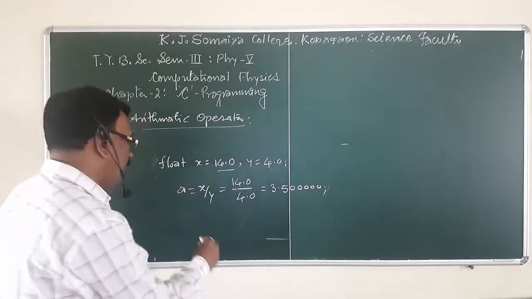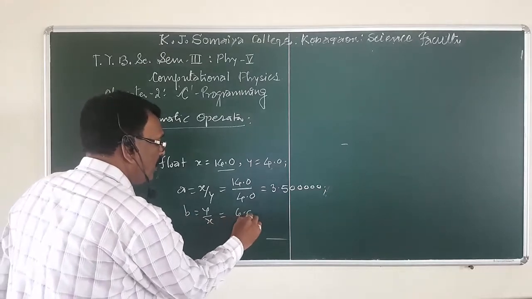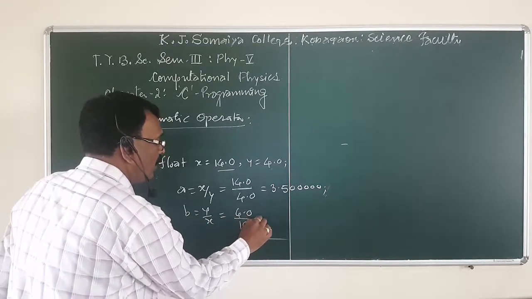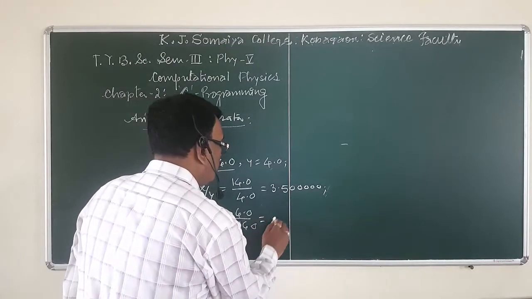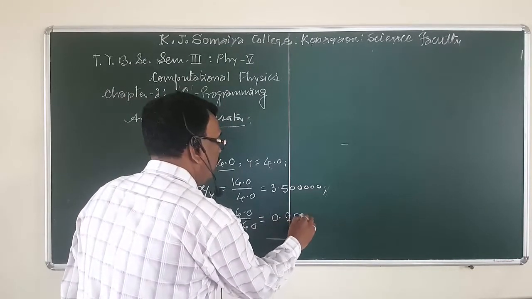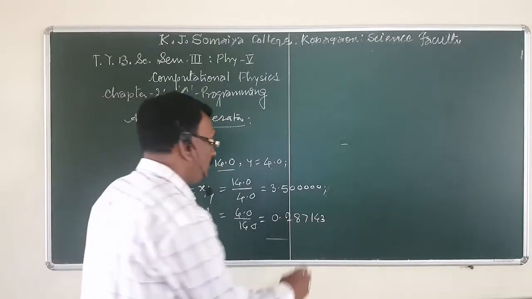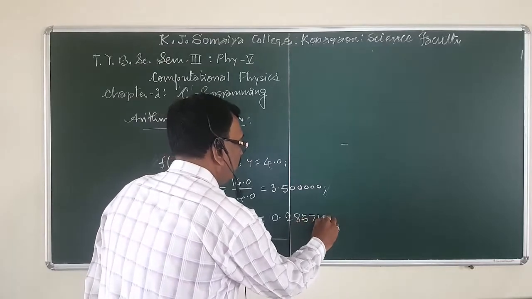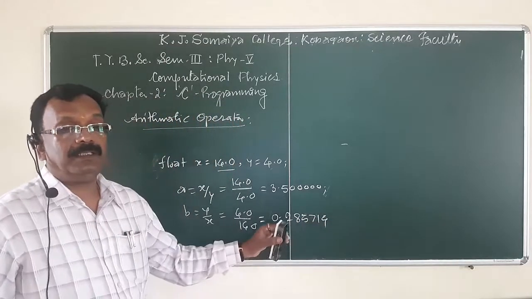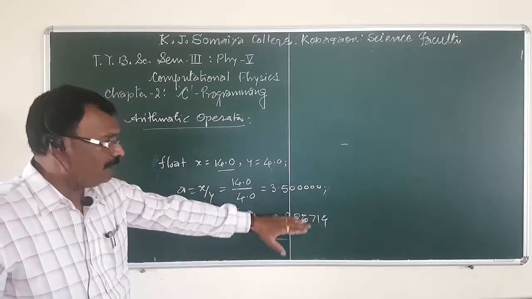Okay. Now another operation, b is equal to y upon x, and this is 4.0 upon 14.0. The result will be like this, 0.287143 or 0.285714, like this. Okay. All these are floating point arithmetic.